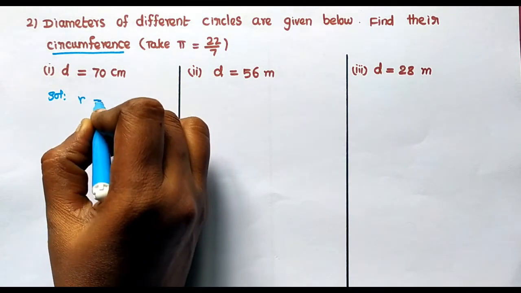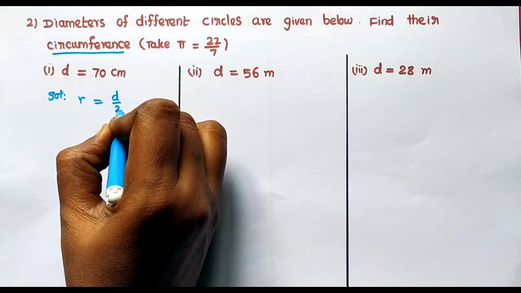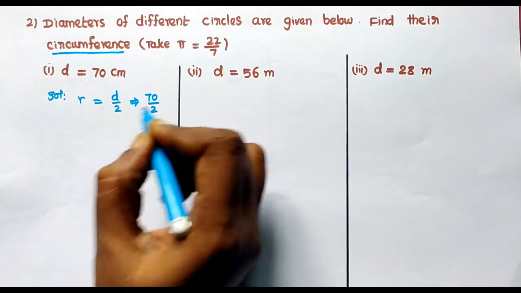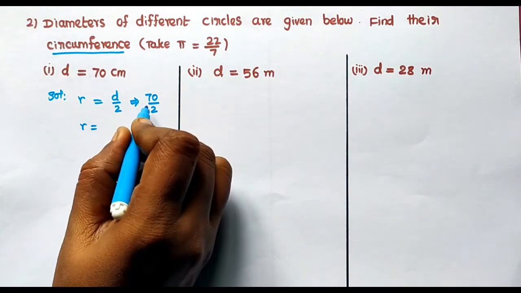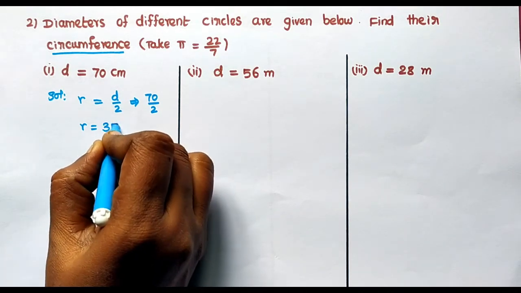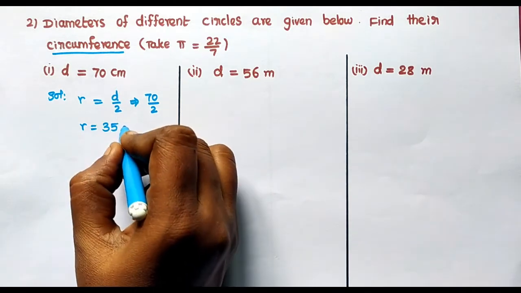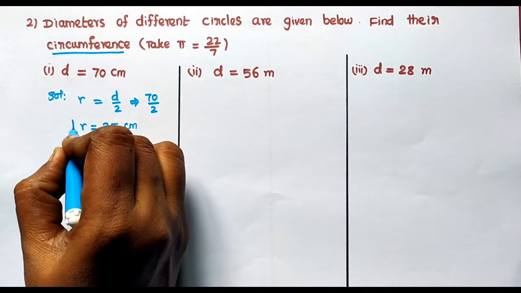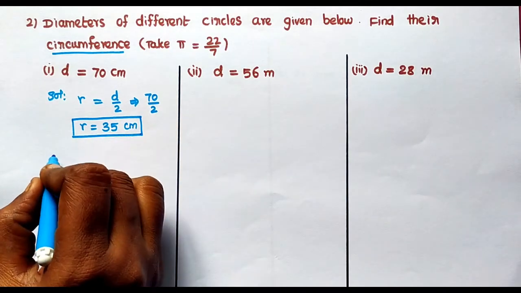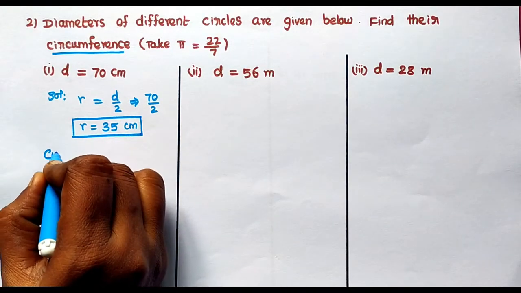So radius equal to D by 2, that is equal to 70 by 2. Radius equal to how much? 70 divided by 2 is 35. They have given centimeter, so put the centimeter. Radius equal to 35 centimeter.